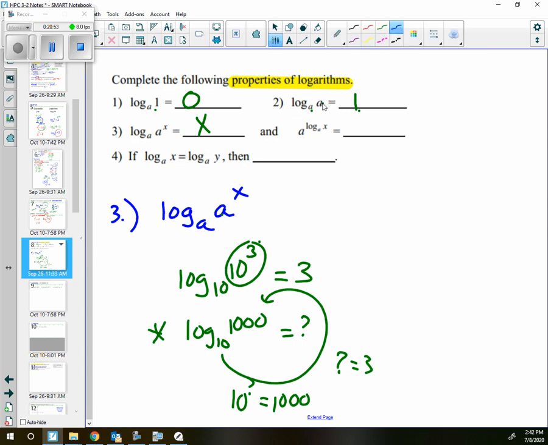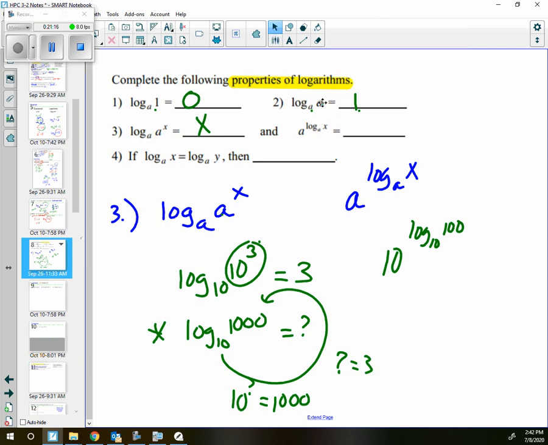And you're going to see a very similar outcome for this other part of number 3 here. A to the log base a of x. I'm going to do the same thing. We need a number example. So how about 10 to the log base 10 of 100? Let's see if we can solve this one, and then we'll be able to see what that answer should be.